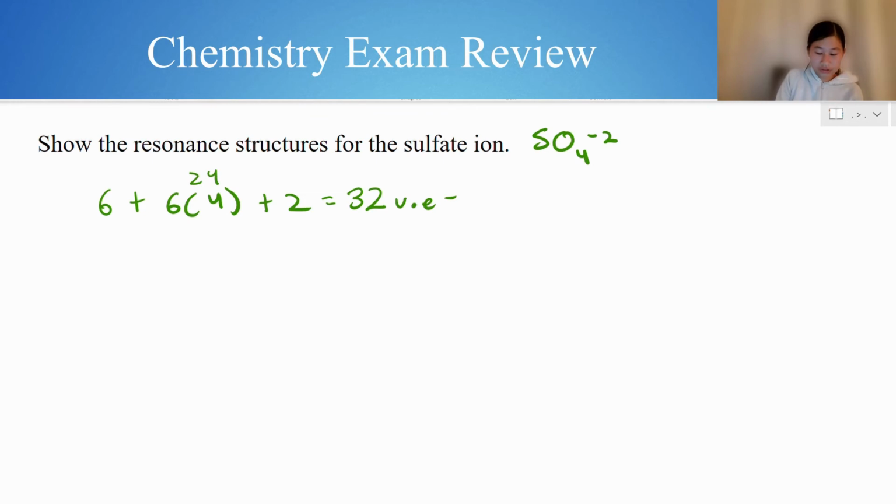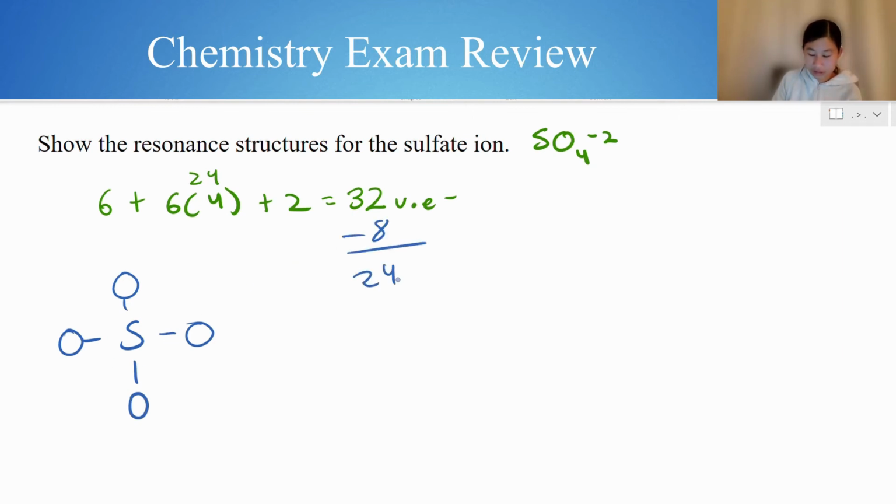Now let's draw our structure. So we will put sulfur in the center and connect it to 4 oxygen atoms. If we make 4 bonds, we used 8 valence electrons. So we have 24 left. And these 24 will go on the outer atoms first. 6, 12, 18, and 24. Okay, so no more valence electrons to use.